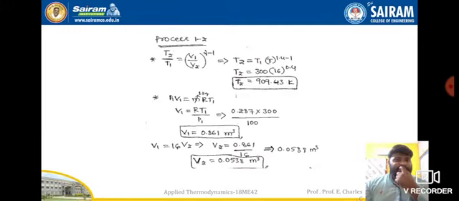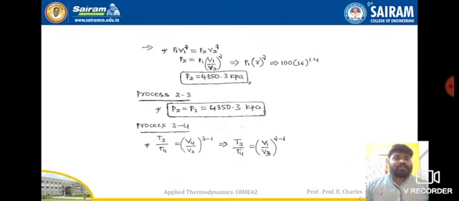And next, in the same 1 to 2 process, P1 V1 is equal to MRT1. This is a standard gas equation, and M is taken as 1 kg here. So P1 V1 is equal to RT1. In this, V1 is equal to 0.861 meter cube. But here compression ratio is given as 16, so V1 is equal to 16 V2. With the help of that equation, we will find out the V2 value, which is 0.0538 meter cube.